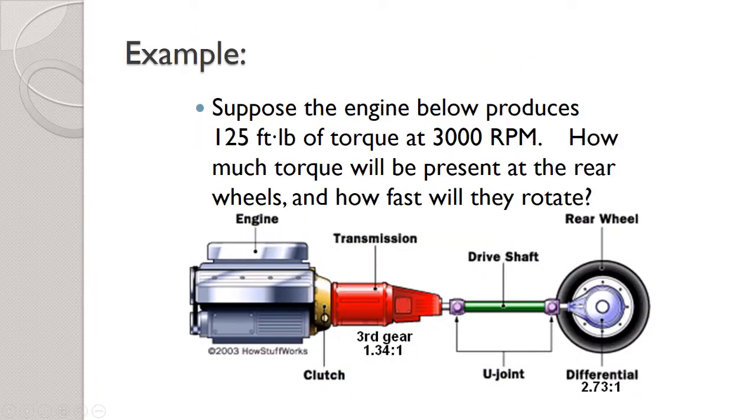And that leads us to our last problem. And this is maybe one of the most important ideas of this lesson. We've got an engine here that's creating 125 foot-pounds of torque at 3,000 RPM.